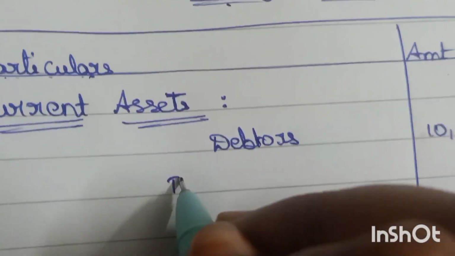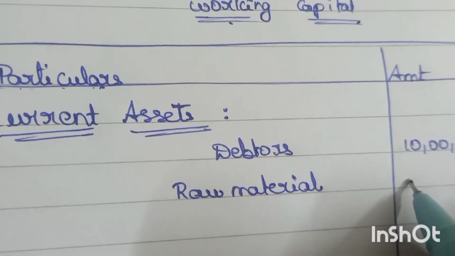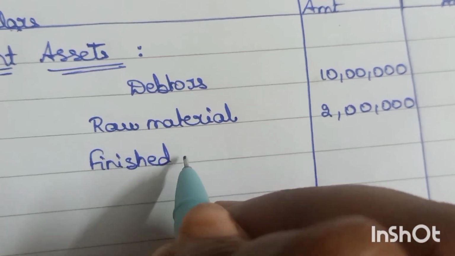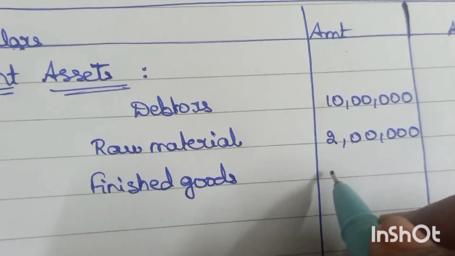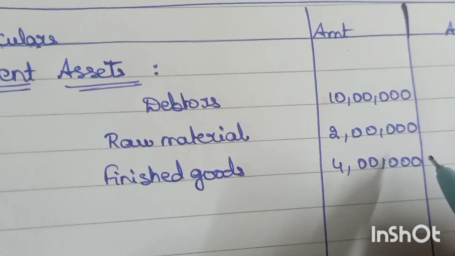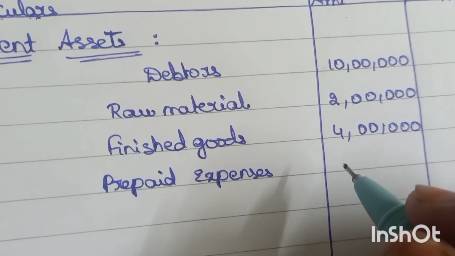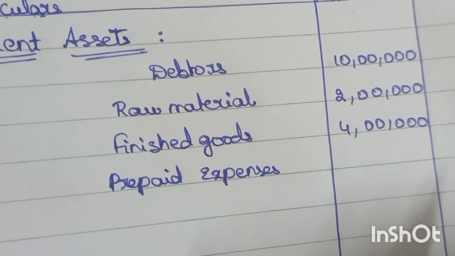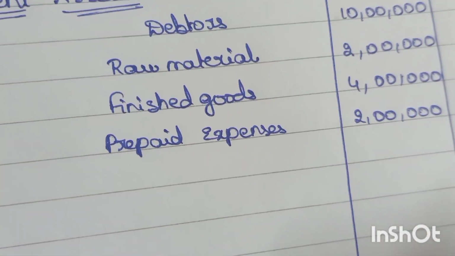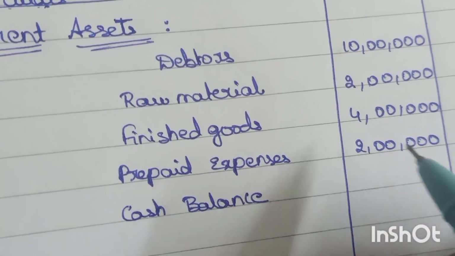Next, the stock of raw materials for 2 months is 2 lakhs. Next one is finished goods, 1.5 months, 4 lakhs. Next one is prepaid expenses. For the promotion they paid expenses for 6 months, but we have to calculate it for 1 year, so prepaid promotion expenses are 2 lakhs. Next one, cash balance maintained: 1 lakh.